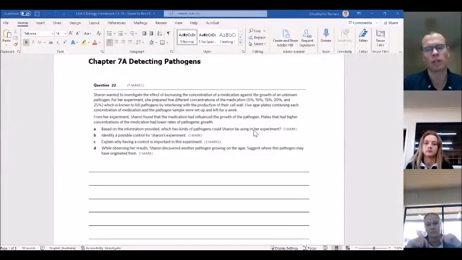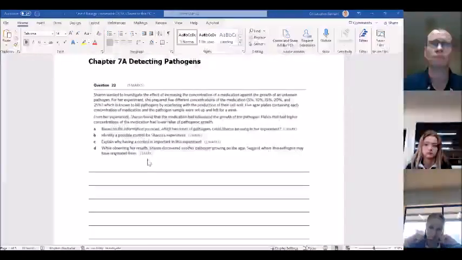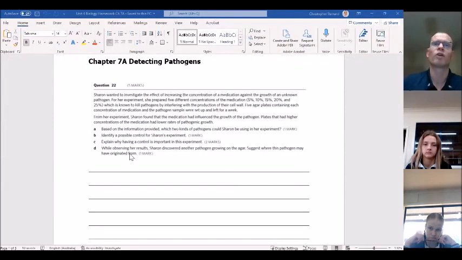If you didn't do a control, how do you know that it's the medication that affected it and not actually what was in the plate? So yeah, that's really important as well. While observing her results, she discovered another pathogen growing on the agar. Suggest where it may have come from.